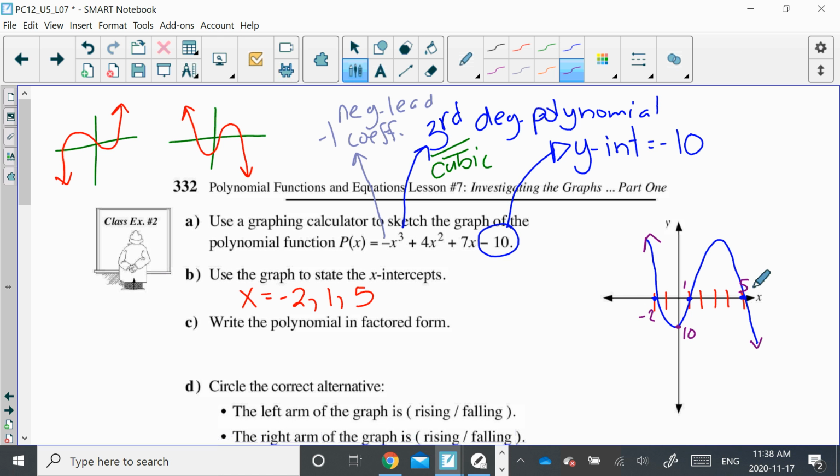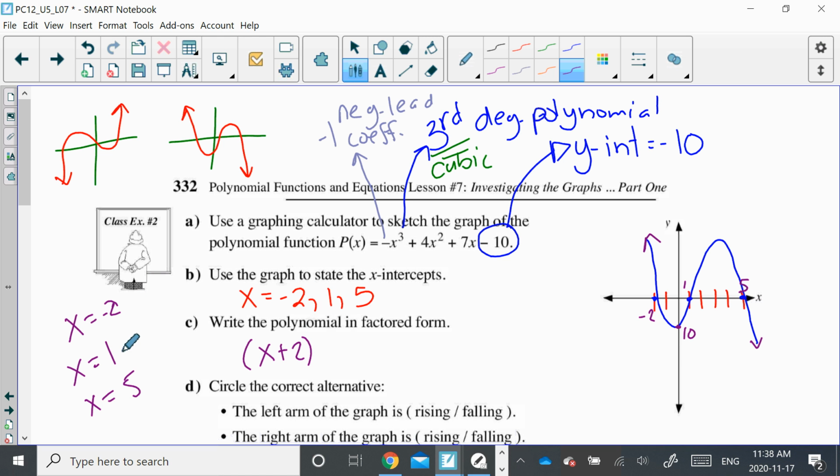Okay, write the polynomial in factored form. So again, our x-intercepts, they were -2, they were 1, and they were 5. To get the factored form, you need to bring that -2 over here, so add 2 to both sides, and you're going to get x plus 2. That is one of your factors that gave you the 0 of -2.